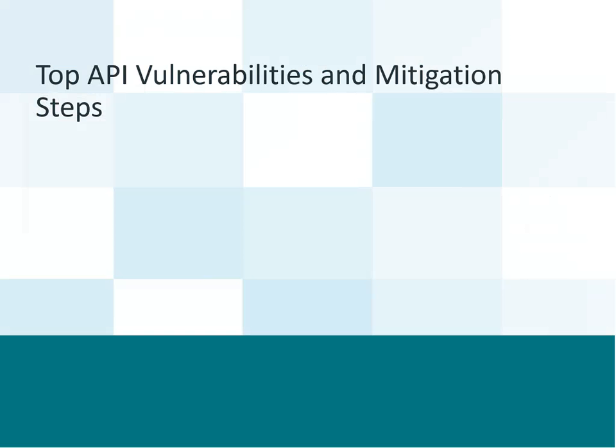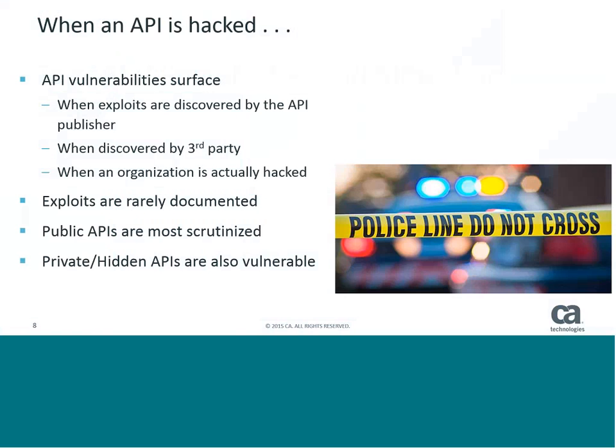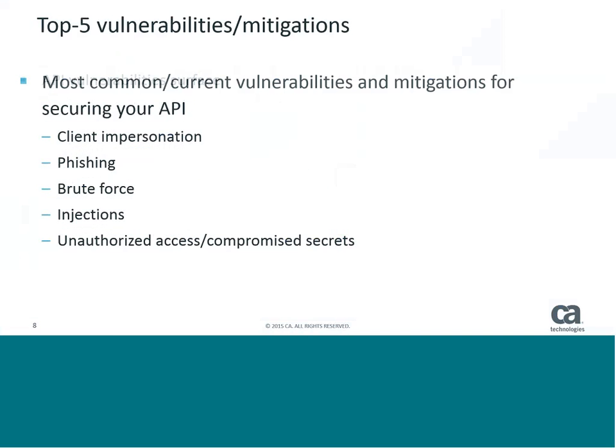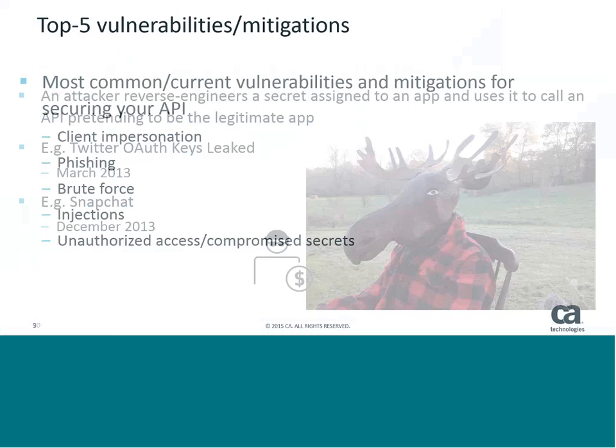So let's talk about the top 5. It's broad categories, but at least the areas where APIs can actually be hacked. Again, when I say hacked, there are multiple ways it can be done, but we are taking up the broad 5 categories: client impersonation, phishing, brute force, injections, and then unauthorized access, compromised secrets. So these are primarily 5 broad areas, and some of the things that I already talked about could fall into any one of these categories. We'll go through it and find out how they fit in and how we can actually address that.